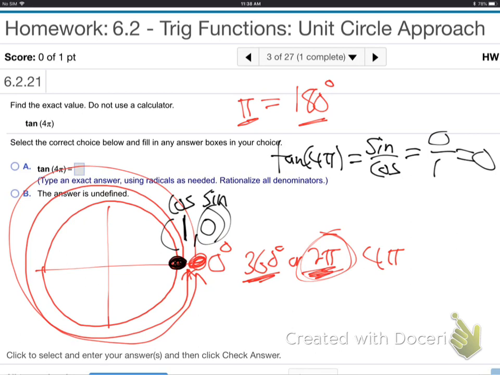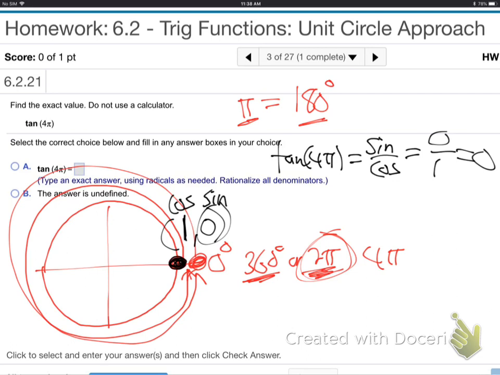We're done. No calculator needed. Did y'all see how we got that? So 4 pi, all the way around is 2 pi, all the way around again is 4 pi, so you end up right where you started. And that's the point over 1, up 0. And tangent is sine over cosine. 0 over 1, 0.